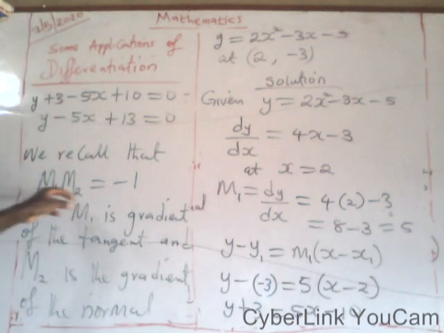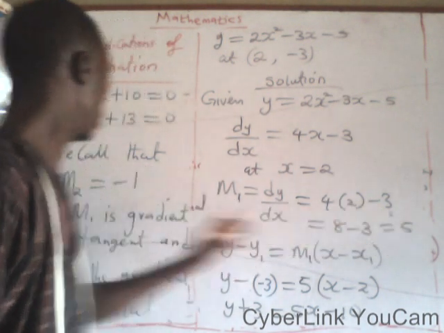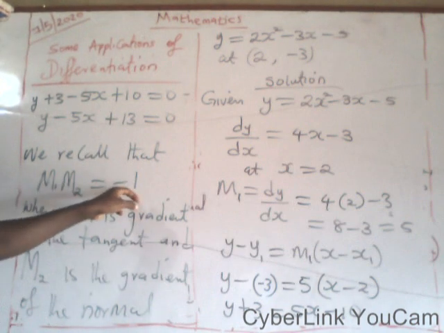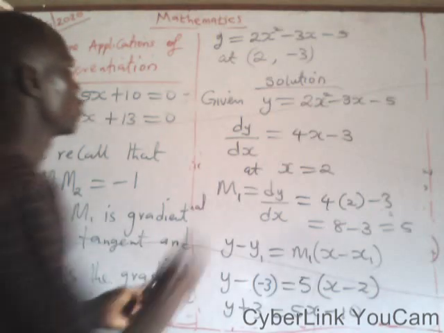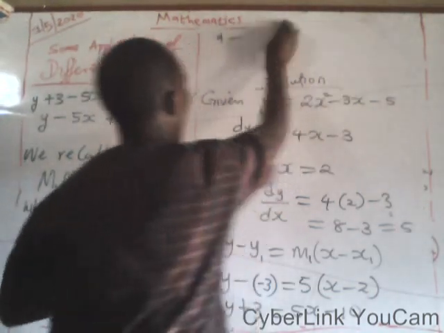We know that our M1 is 5 from this, so we are going to substitute: 5 times M2 will be equal to minus 1. So we are going to divide both sides by 5. That means M2 will be equal to minus 1 over 5. So that will now be the gradient of the normal.